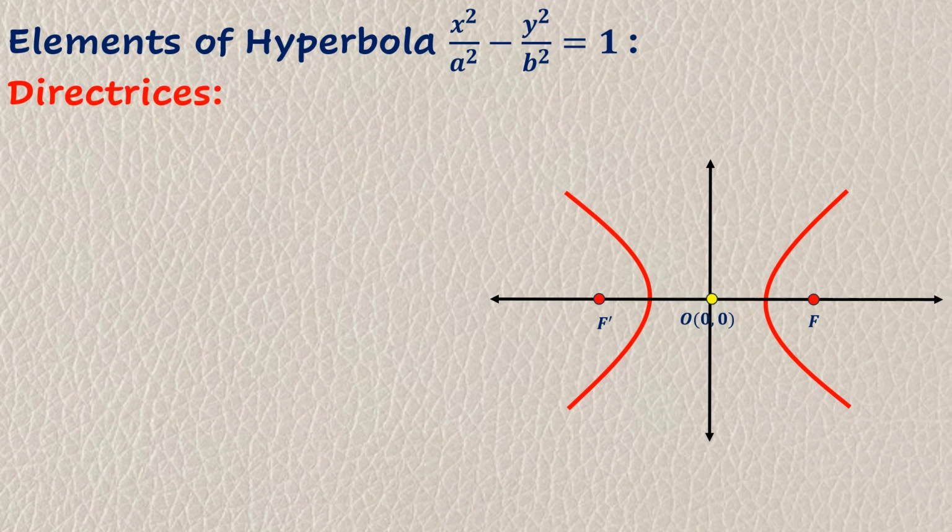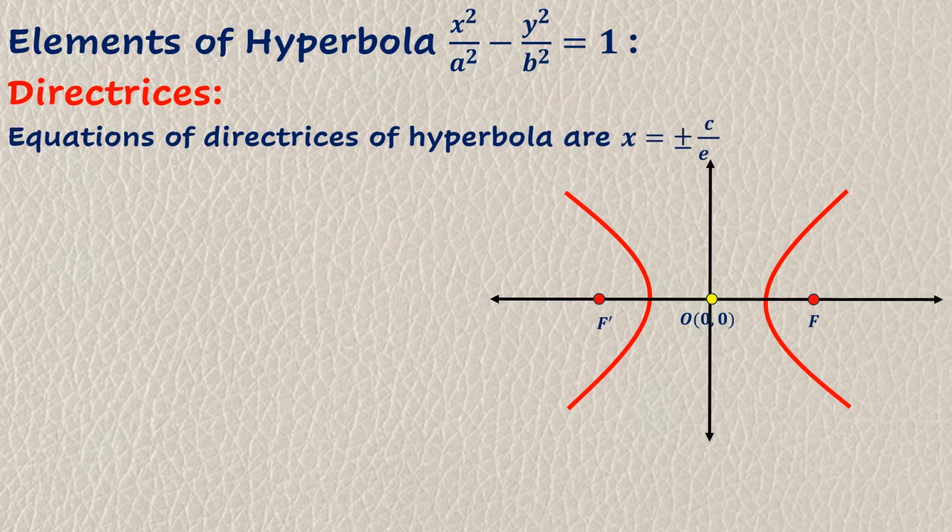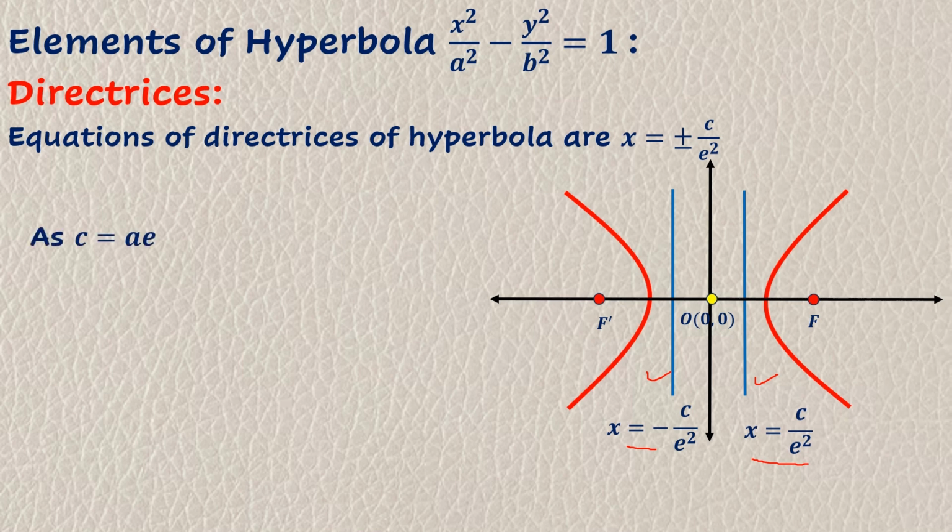Directrices of hyperbola. The equations of directrices of hyperbola are x is equal to plus minus c over e square. In this figure, x is equal to c over e square and x is equal to minus c over e square are directrices of hyperbola. As we know that c is equal to ae, therefore directrices can also be written as plus minus ae over e square, and it gives x is equal to plus minus a over e.